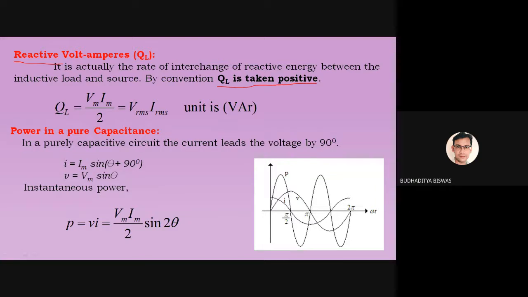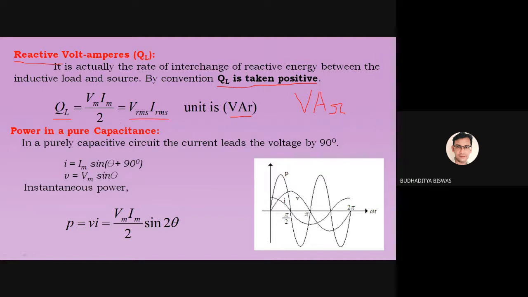QL is taken as positive, and the formula for QL is Vm Im by 2, or you can say it's equal to Vrms into Irms. But in case of resistance, the unit becomes watt. In this case, when you find the reactive volt ampere, it becomes VAR. What is the meaning of VAR? Reactive volt ampere. This is for volt, this is for ampere, and this one is for reactive. So VAR means reactive volt ampere.